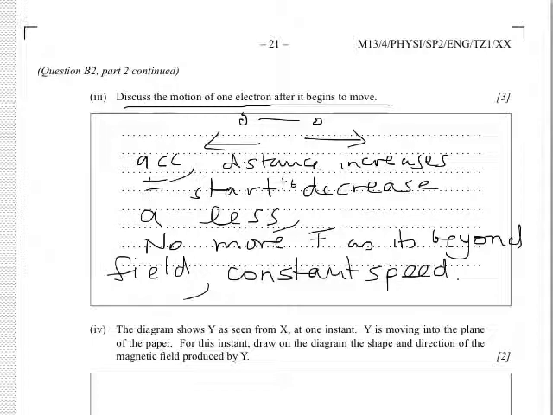Okay, so you've got 3 marks there, and just to try and highlight them, this would be 1, where there's no more force, you have constant speed. But then you have initial acceleration, and then what happens as the distance increases, the force starts to decrease, and then you get less acceleration.